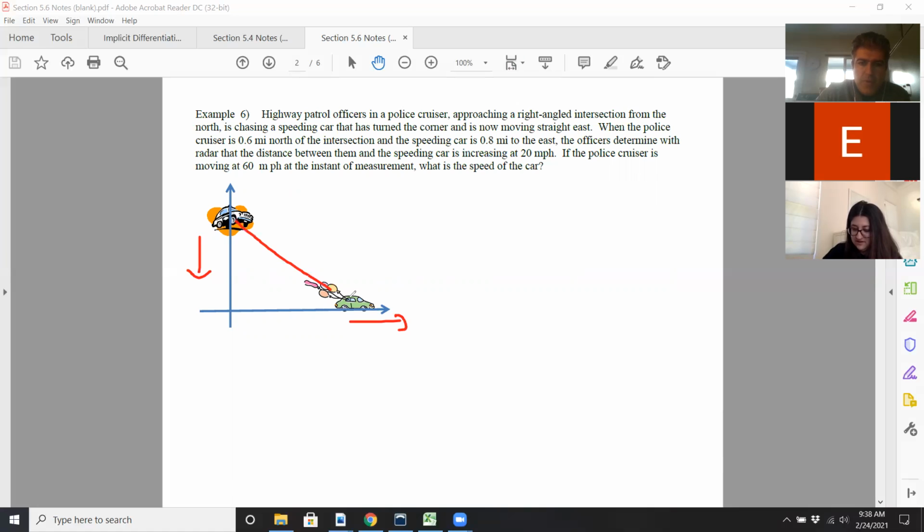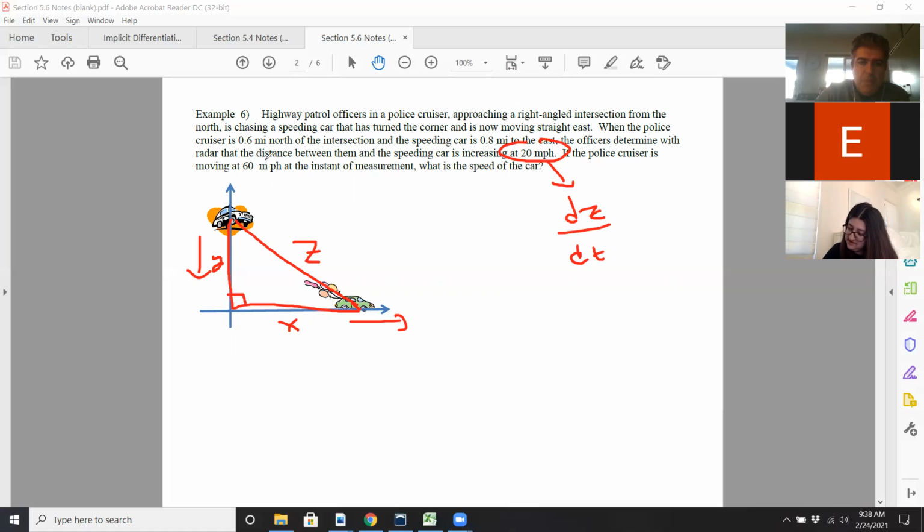So we're actually going to draw a right triangle here. I'm going to call this y. I'm going to call this x. I'm going to call this z. So the officer has a radar gun pointed towards the car, and he notices the distance between them is increasing. So that represents dz over dt, just so you know.